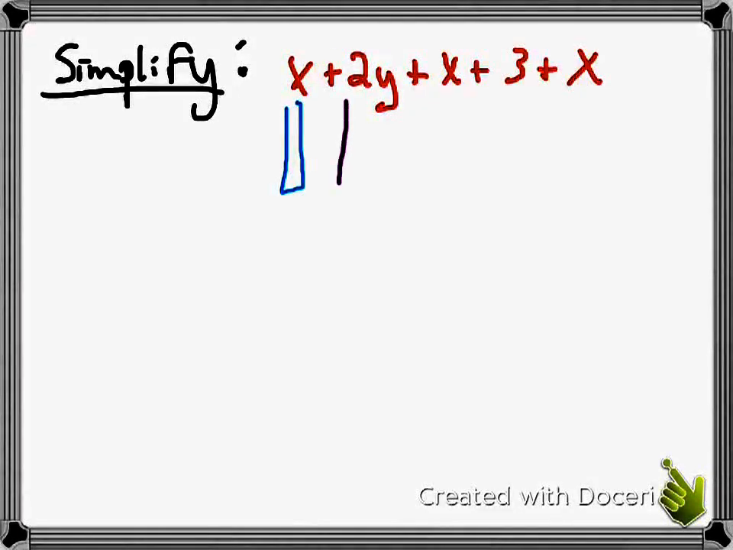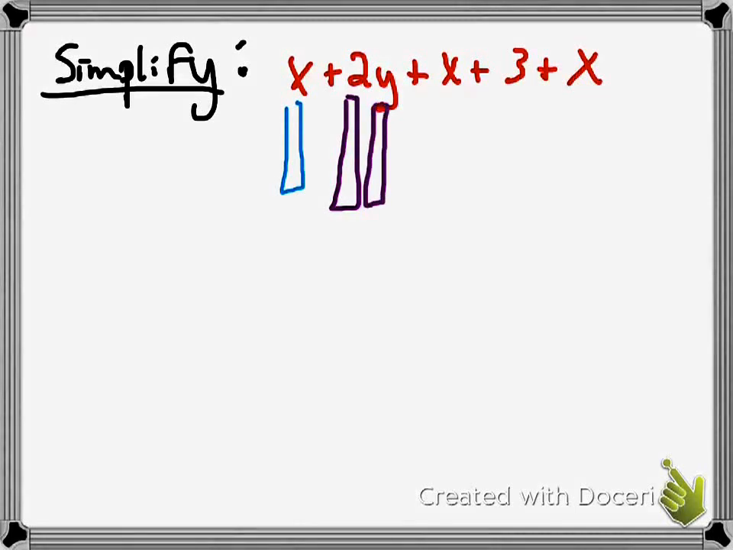We have an x tile. We have 2 y tiles. Now the y's are the long purple ones. So here's a y, here's another y. Plus we have an x tile. Plus we have 3 units, so 1, 2, 3. Plus another x tile. So let's simplify this answer a little bit.